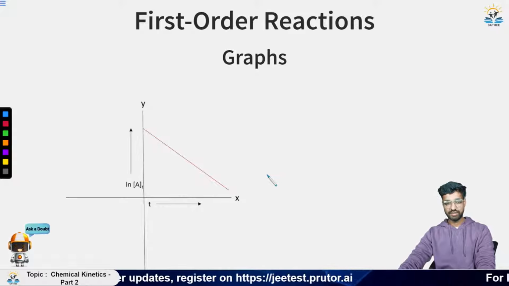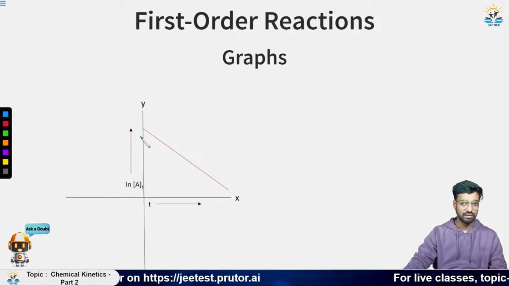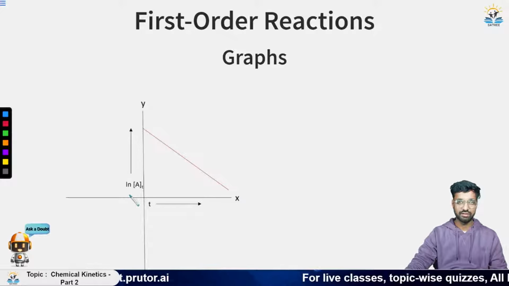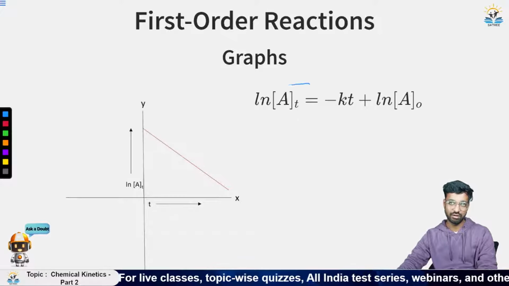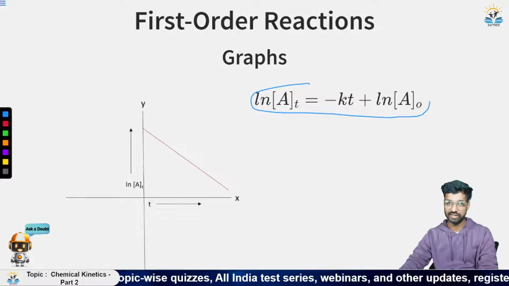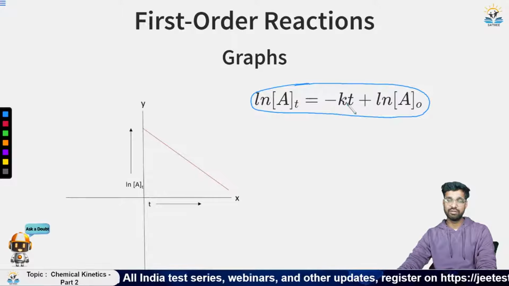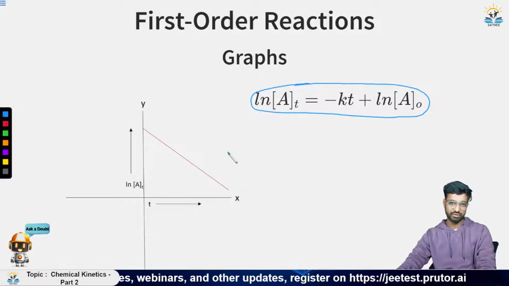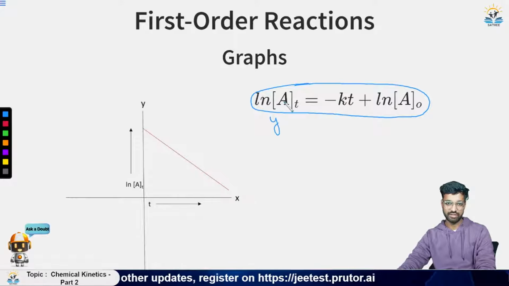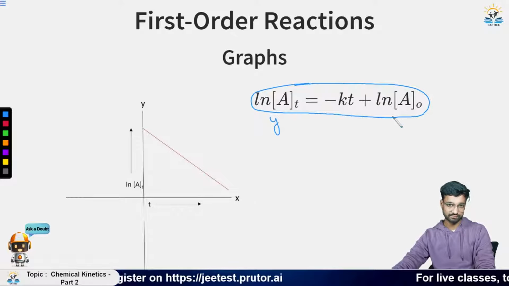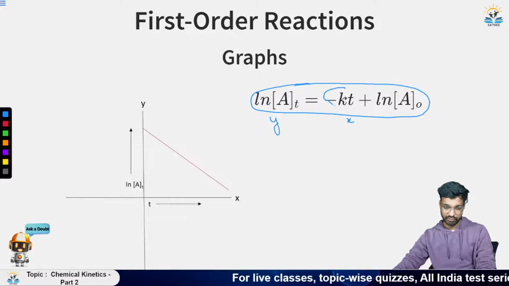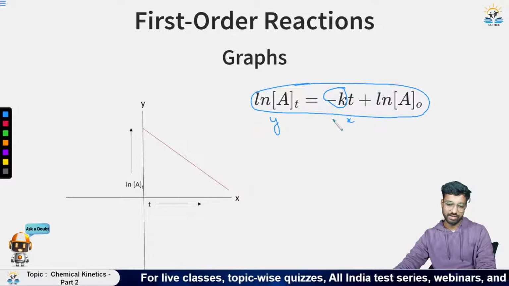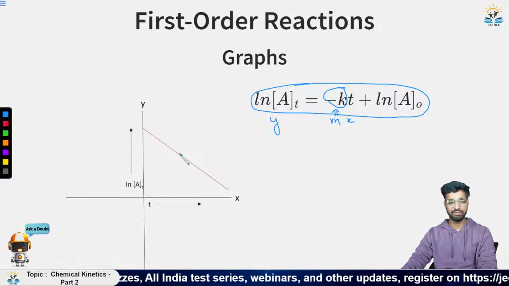Now let us move to our next graph, which is ln At to t. So it is of the first order only. So we take the integrated form of the rate law, which is ln At is equals to minus kt plus ln A naught. So if you see here, we are changing concentration of At, so it will be y, and we are changing time, so this will be x. So you can see very clearly that this is a negative slope, so m is equals to minus k. That is why we are getting a negative slope here.